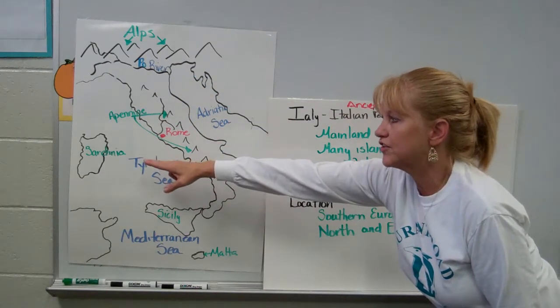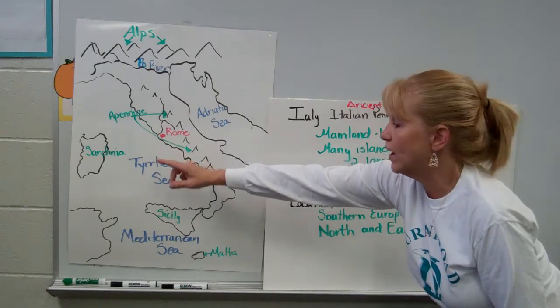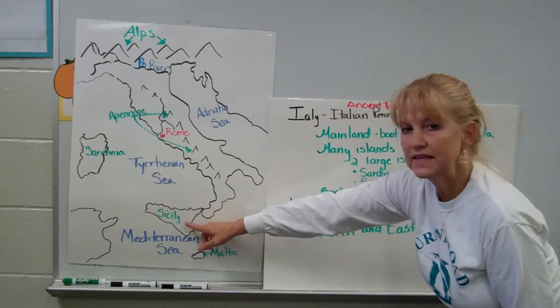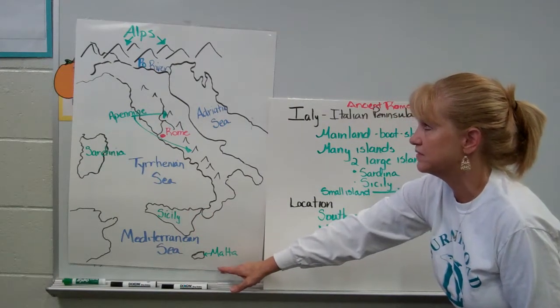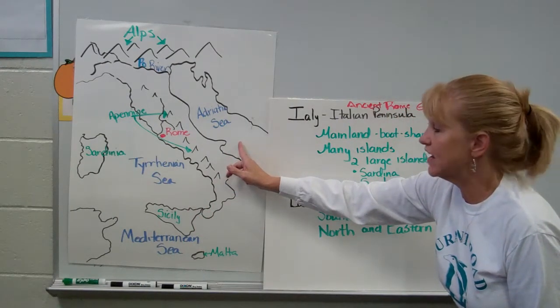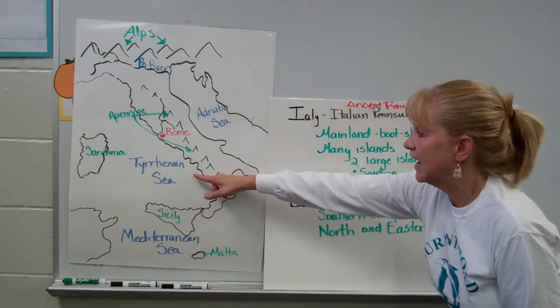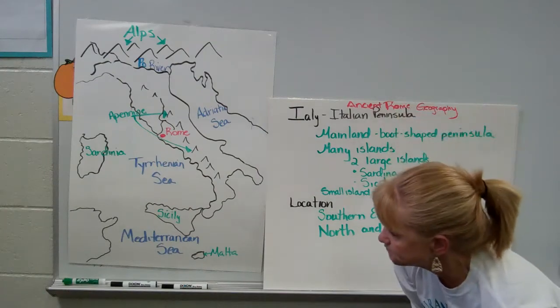You will have two large islands, one directly to the west, Sardinia, and to the southwest, Sicily, and further south, you will find Malta. To the east, you'll find the Adriatic Sea, and to the south, the Mediterranean Sea and the Tyrrhenian Sea.